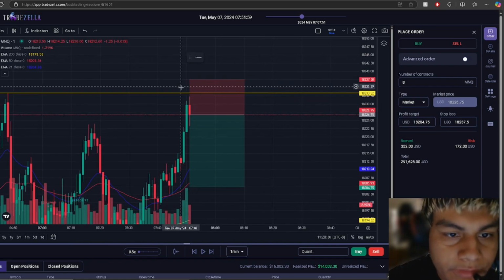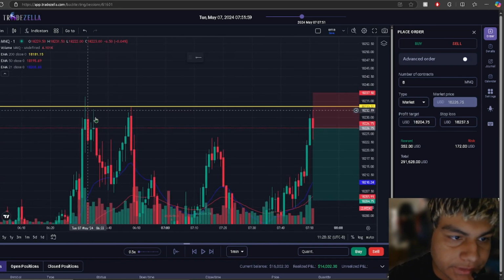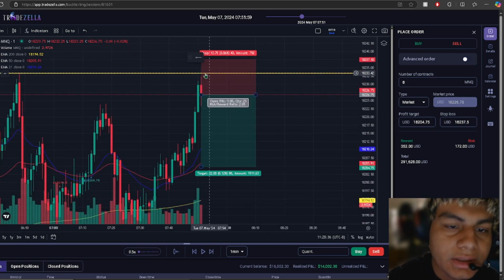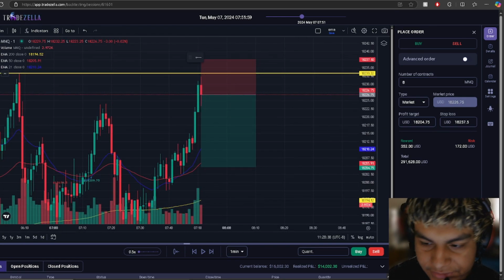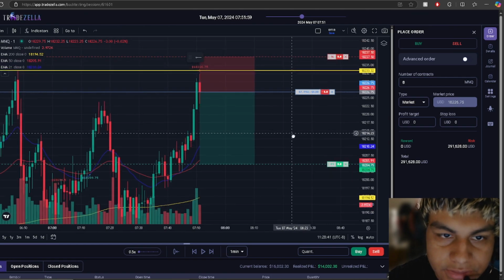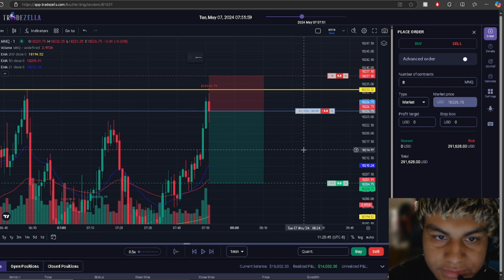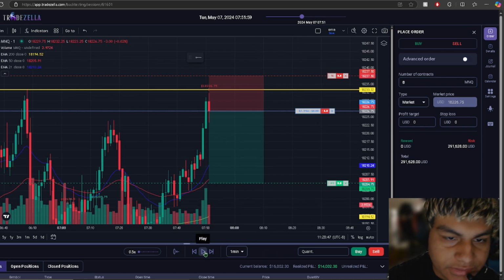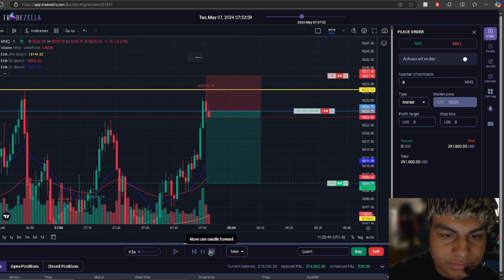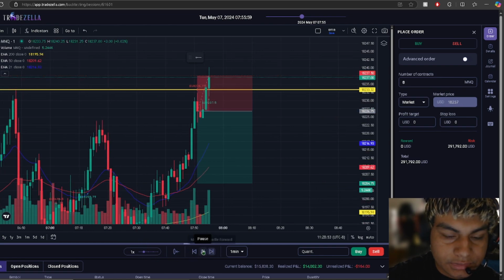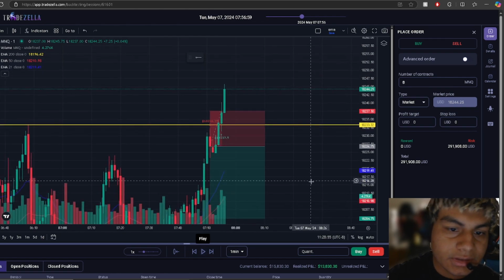So here we have our stops above these wicks right here, and we're hoping price comes down to support this resistance level right here. So let's press sell. Okay, now we have our TP and our take profits. And now let's see if it plays out for us. Okay, looks like we got stopped out.